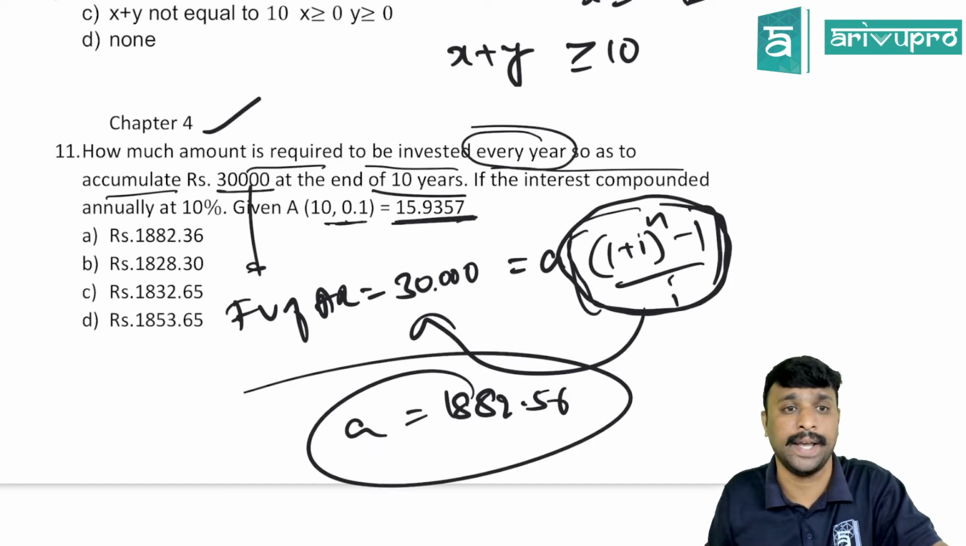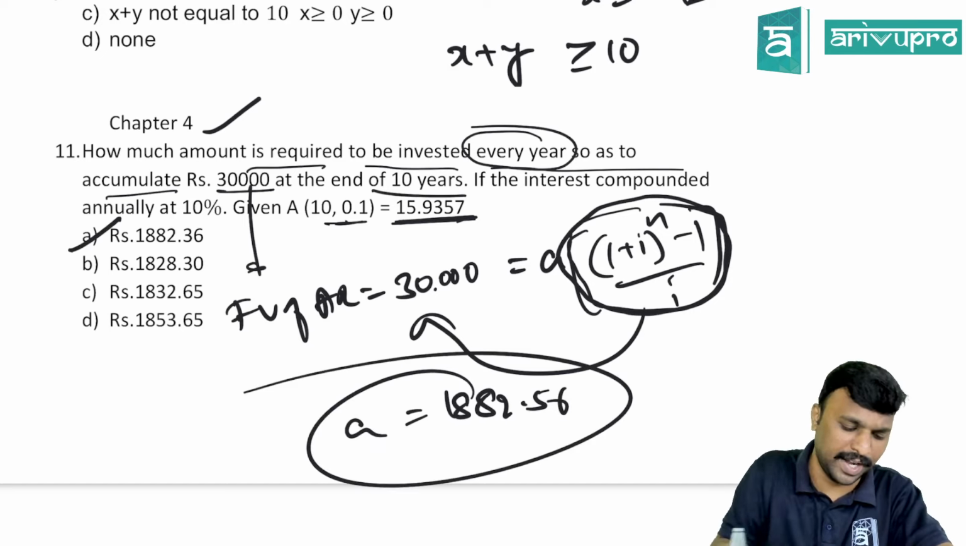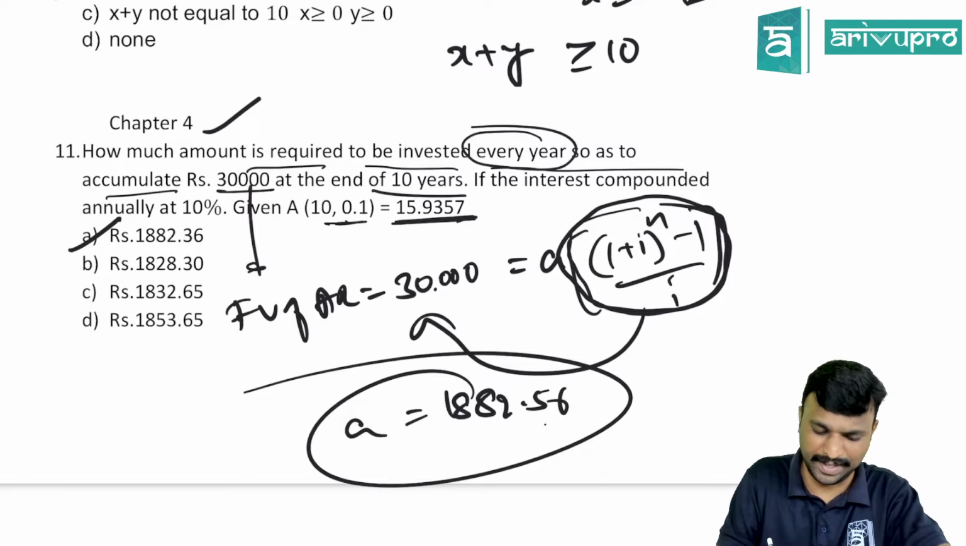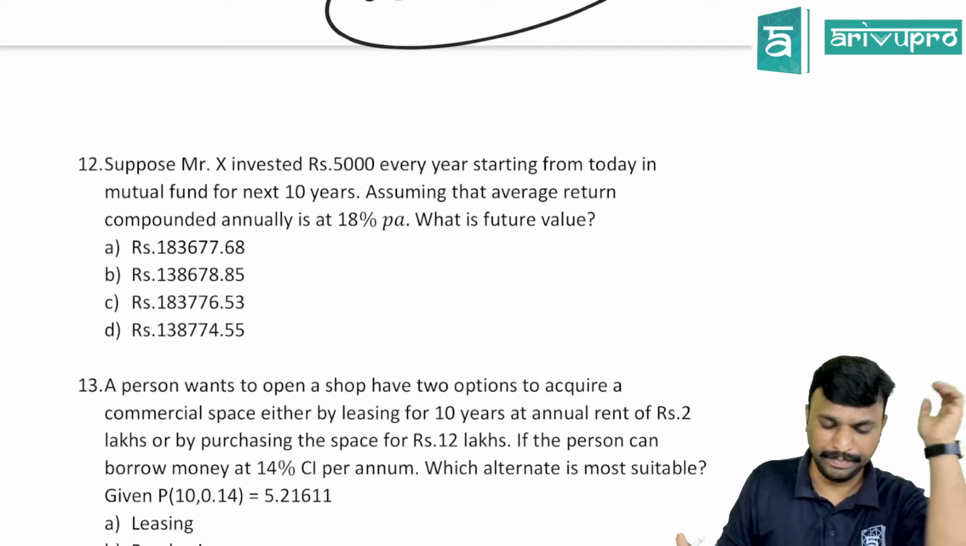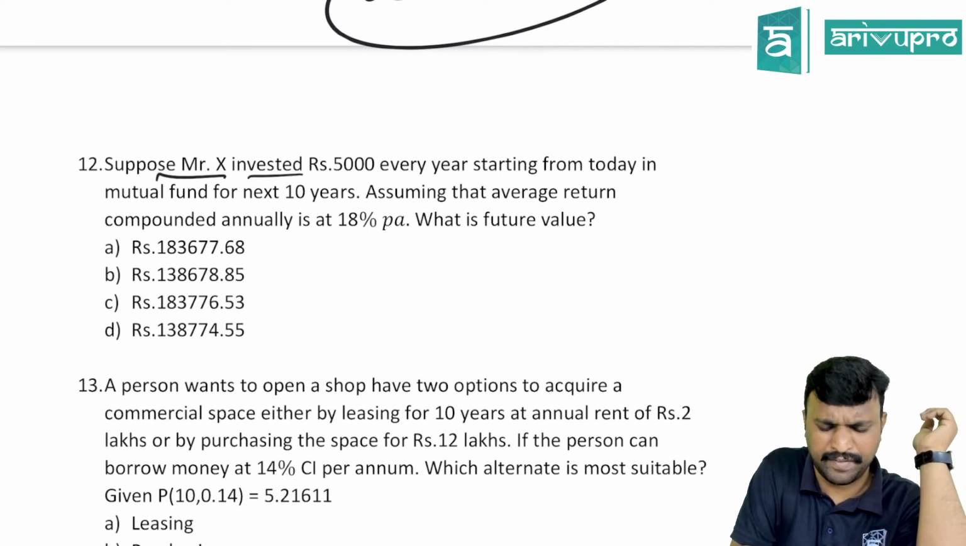That is what is annuity. And if you look at the nearest answer, option A is the right one. 5 6 and it is 3 6. It's the nearest answer. So if you look at the 12th question, suppose Mr. X invested 5,000 every year.